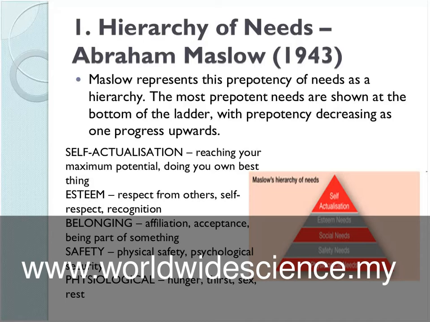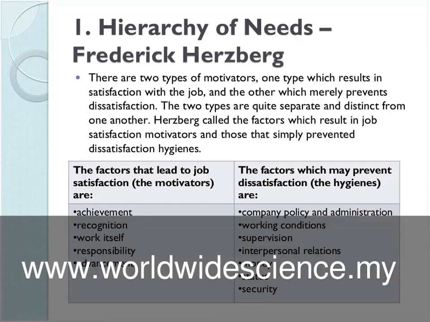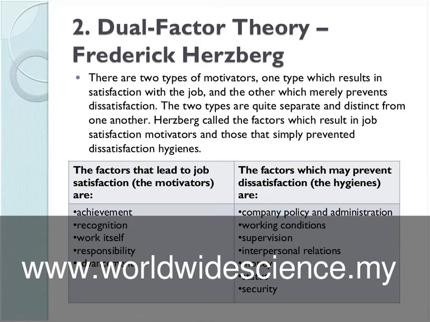So let's move back to the dual factor theory. Here we have two main factors: the satisfaction and dissatisfaction factors. The factors which lead to satisfaction with the job are achievement, the recognition, the work itself, the responsibility, the advancement. This is from the perspective of the manager.